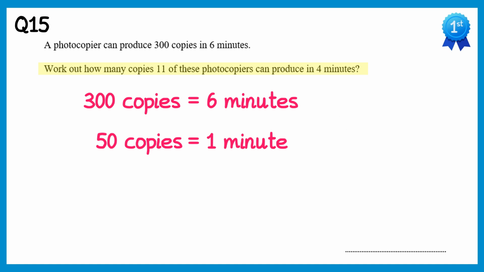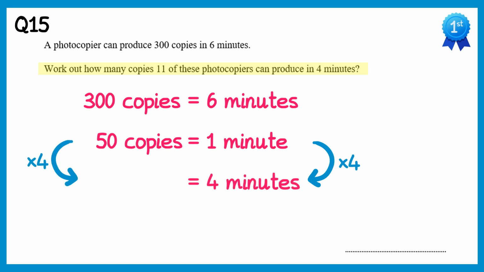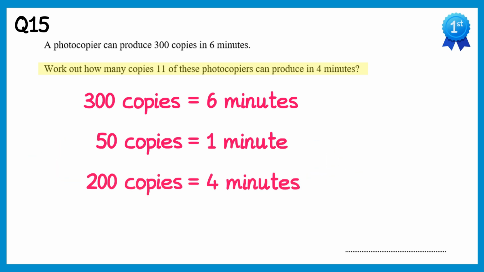If we now multiply this by 4, 1 minute times 4 is 4 minutes, and 50 copies times 4 is 200 copies. So one of the machines could do 200 copies in 4 minutes. But we've got 11 machines going, so we can take this 200 and multiply it by 11, which gives you 2,200 copies, and the answer to the question.